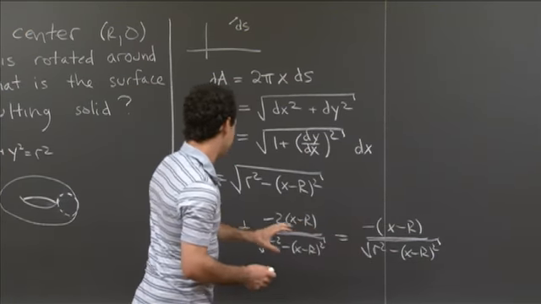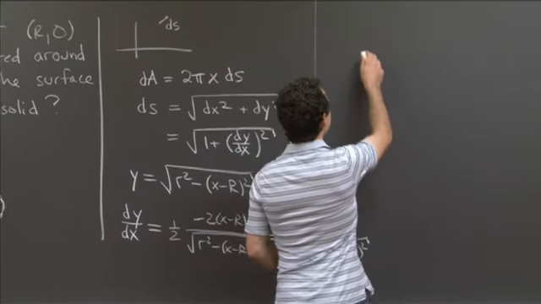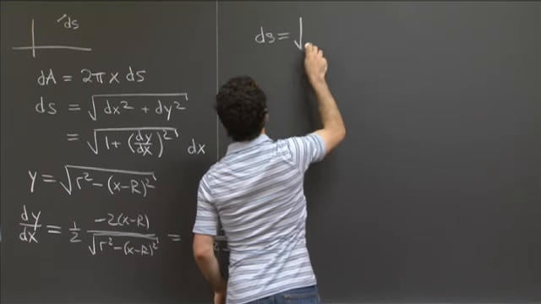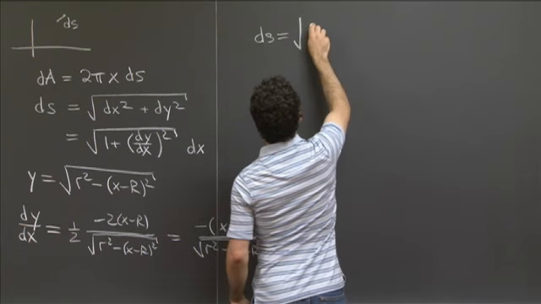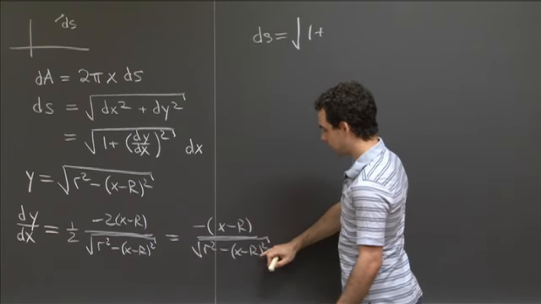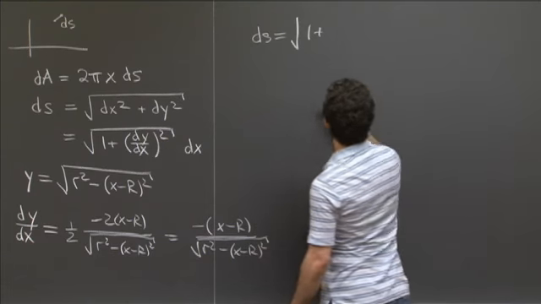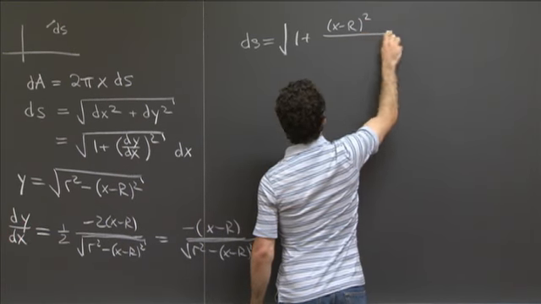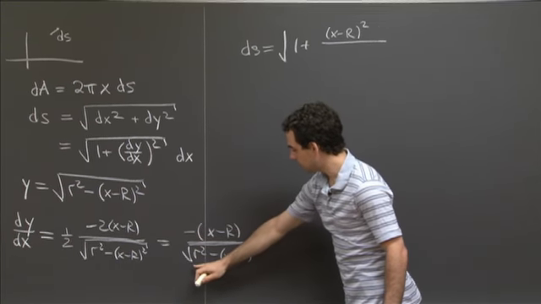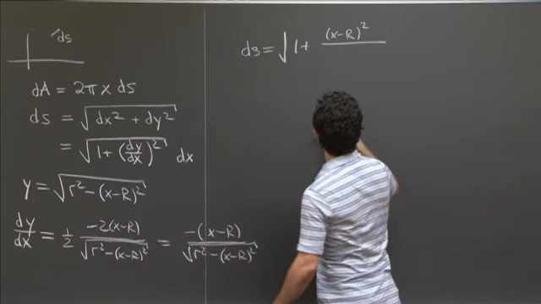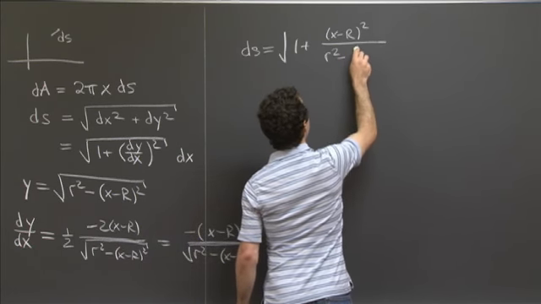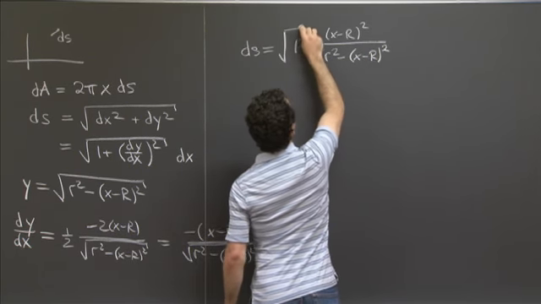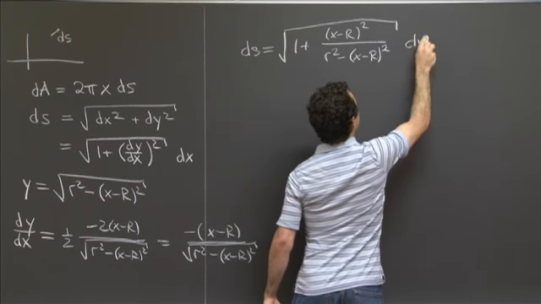OK, so we have dy/dx. From dy/dx, we get ds is equal to the square root of, let's use this formula, 1 plus dy/dx squared, dx. So I put this in and I square it, so I get (x minus R) squared on top. You square the minus sign, gives you 1. And on the bottom, we square the square root, so we get little r squared minus (x minus R) squared.